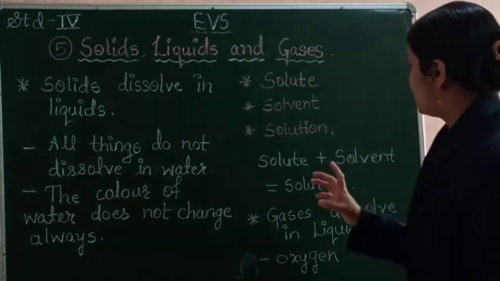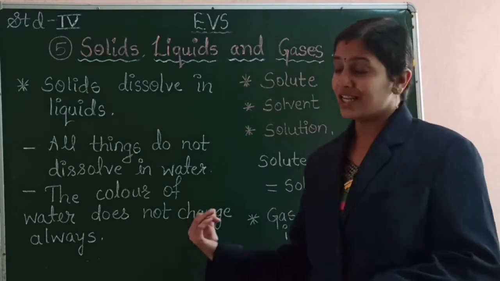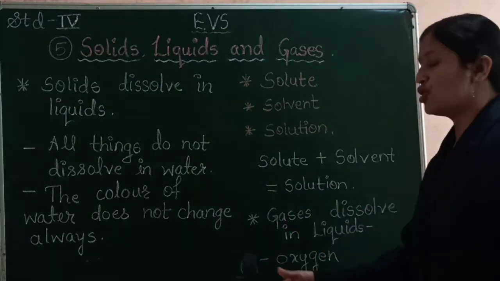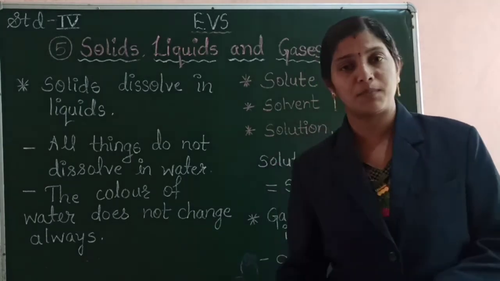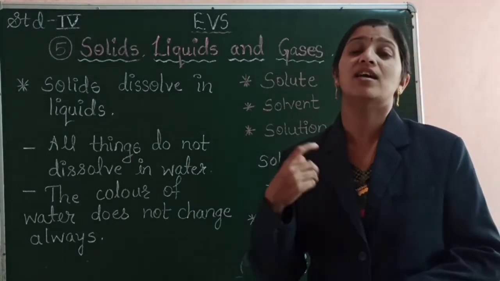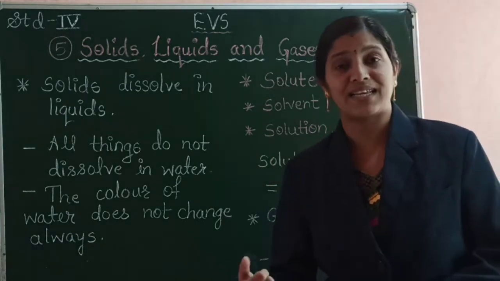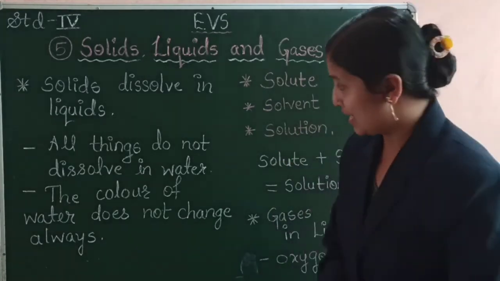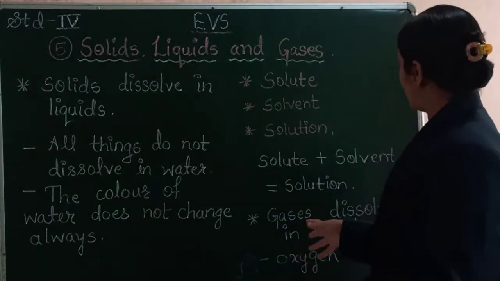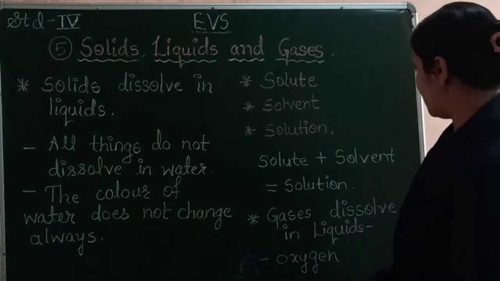So all the gases, they do not get mixed up with the liquids, but the gases like oxygen, carbon dioxide, they can be mixed. Oxygen is already present and carbon dioxide is dissolved into the liquid under pressure. Using some technique, the carbon dioxide is mixed up or dissolved with the liquid. Okay, so as I told you, some gases mixed with liquids.